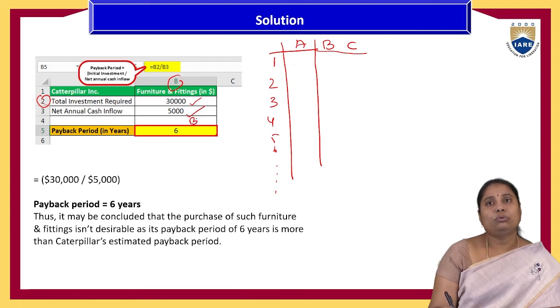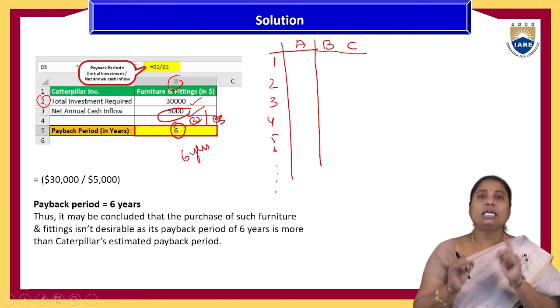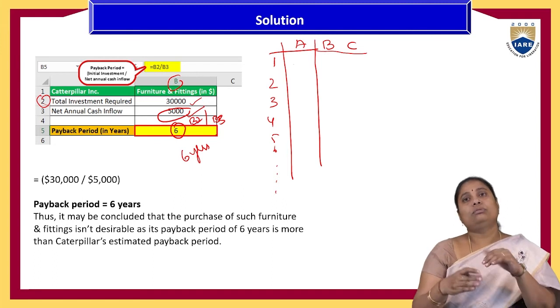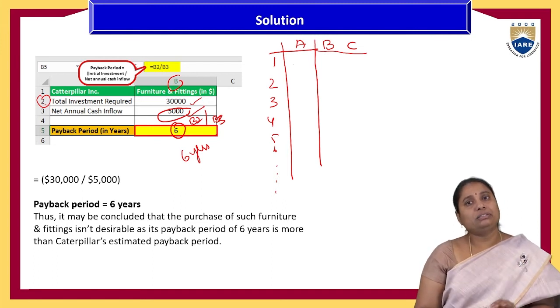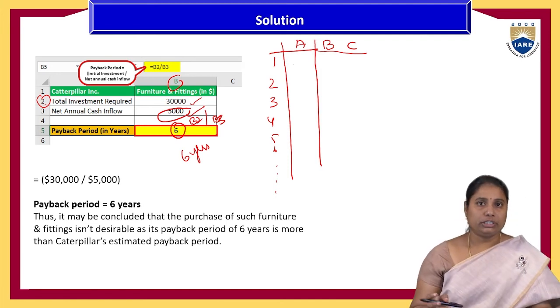So B2 divided by the address of this cash inflows, B3. So the B2 divided by B3 formula we have given simply. Now the payback period in terms of years is automatically calculated as 6 years. The same we can apply for n number of projects, 10 projects. If you simply enter the total investments and total cash inflows and use that formula, it will be pasted, and you can calculate easily in the Excel sheet.